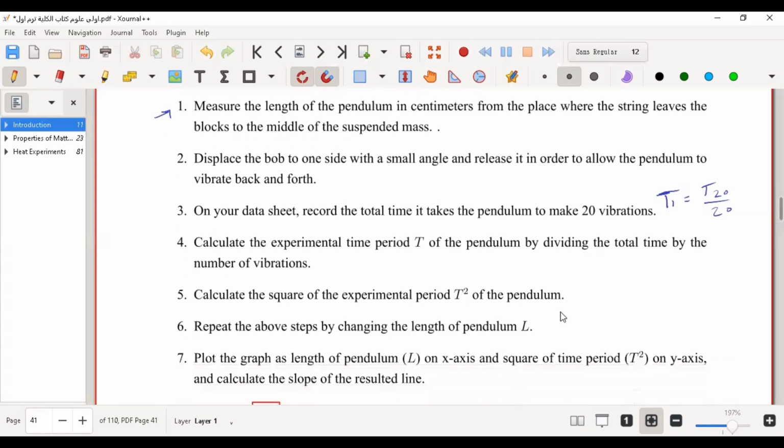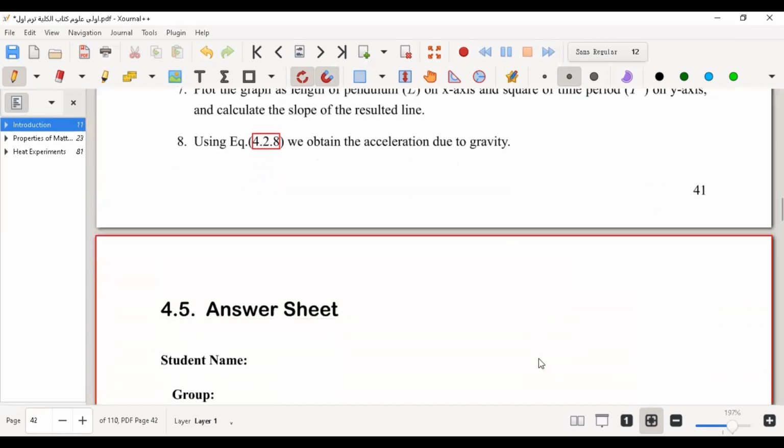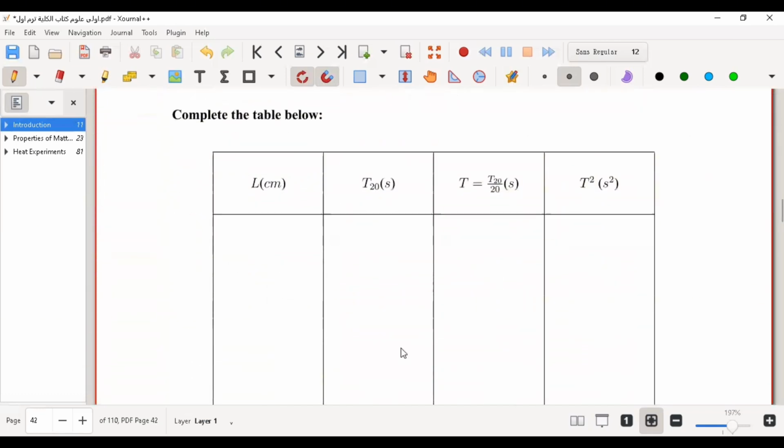We will repeat this step, which means we will increase the length several times, and each time we will record the time of 20 oscillations and get the time of one oscillation by dividing this value of T20 over 20 to get the time of one vibration. This step will be repeated with different lengths, getting different values of time. Finally, we will plot this relation between L and T squared. This is our table used to organize our data.